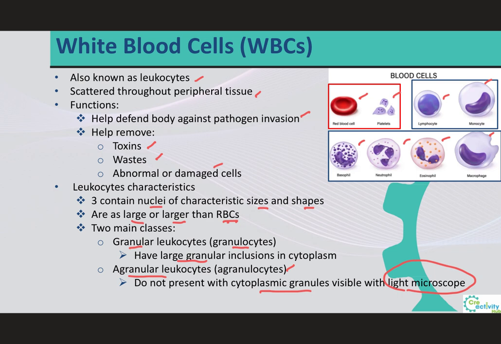As we can see from this image, the only ones that have granules that we can see are the basophil, the neutrophil, and the eosinophil, which are the ones that we'll be covering.